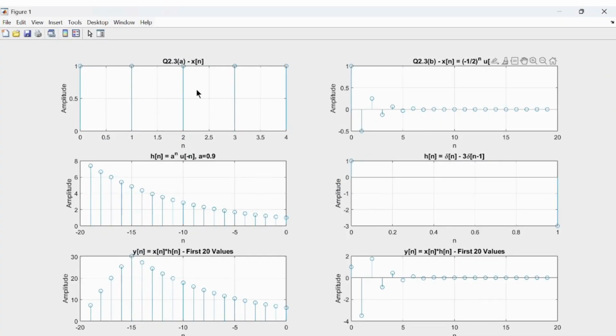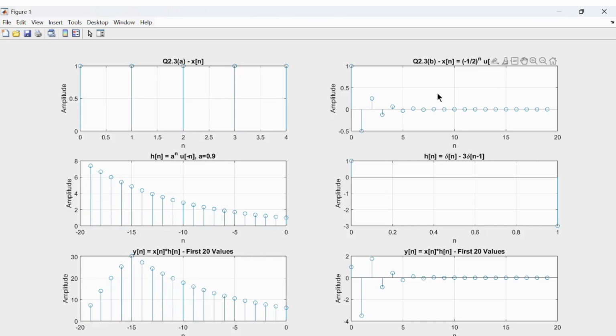For part A, Sn shows a flat rectangular pulse of height 1 from n equal to 0 to n equal to 4. All values are 1. Hn shows all positive values that grow in size as n moves from 0 towards negative 19. Yn shows the convolution output, also all positive values, plotted from n equal to negative 19 to n equal to 0. The shape reflects the accumulation of rectangular pulses sliding over the growing Hn values.